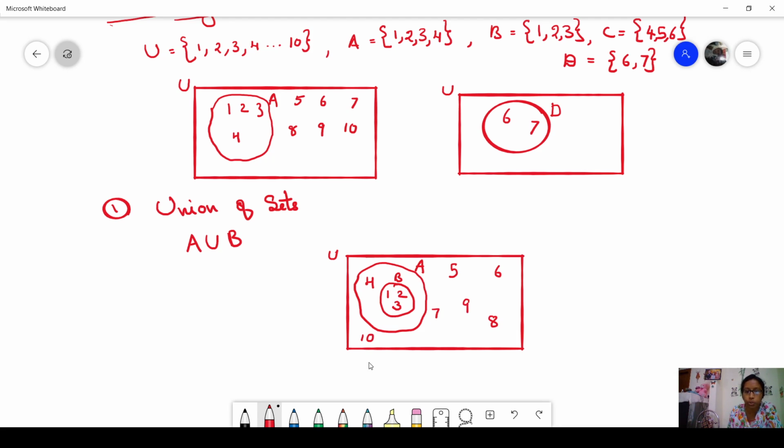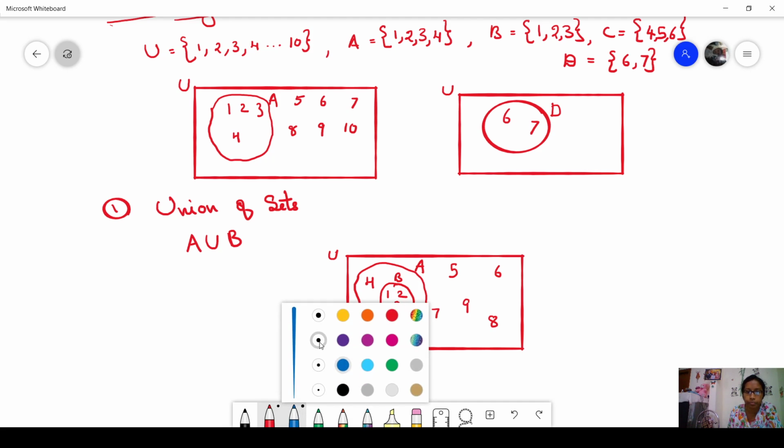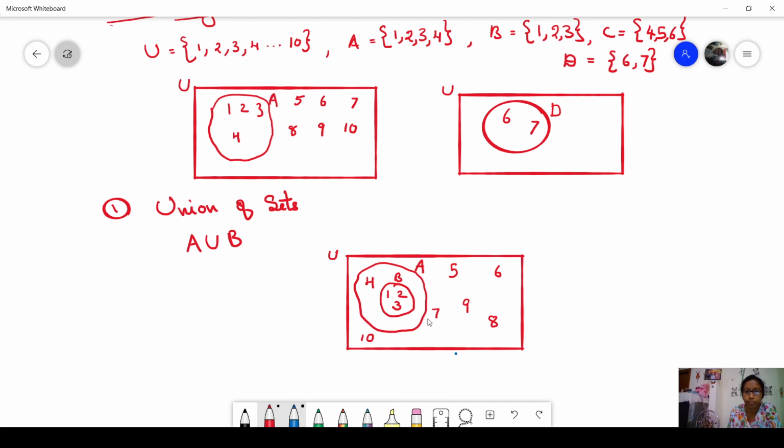Now we need to shade the union. So we are taking blue color for shading. So whatever portions I have shaded with blue color is our union. So this is A union B.